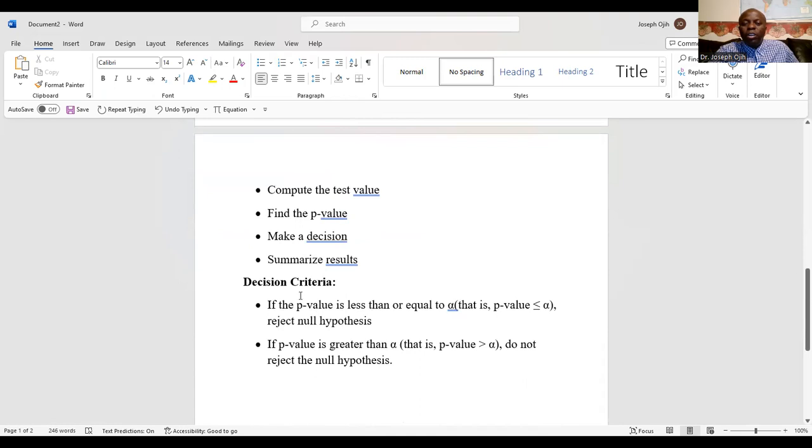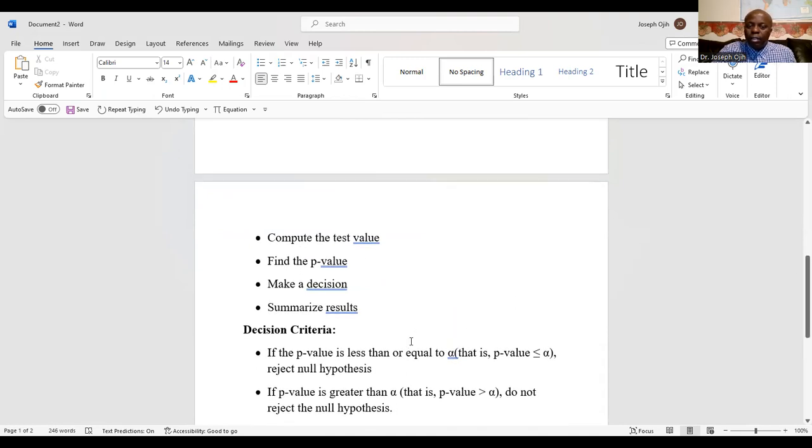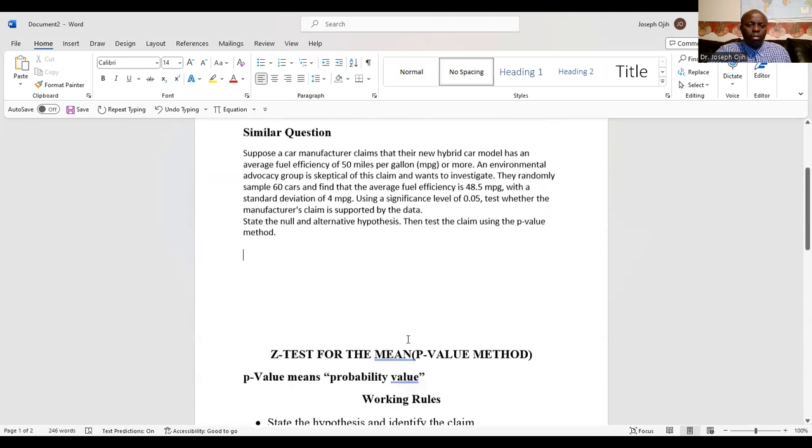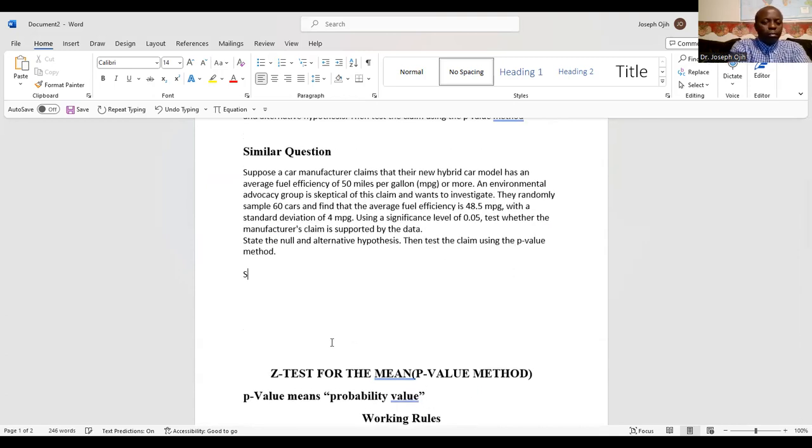Now, the decision criteria under the p-value method is this. If the p-value is less than alpha, you reject the null hypothesis. If the p-value is greater than alpha, you do not reject the null hypothesis. That is the criteria for making a decision for the p-value method. Now, having explained this, let me solve this question. Solution.